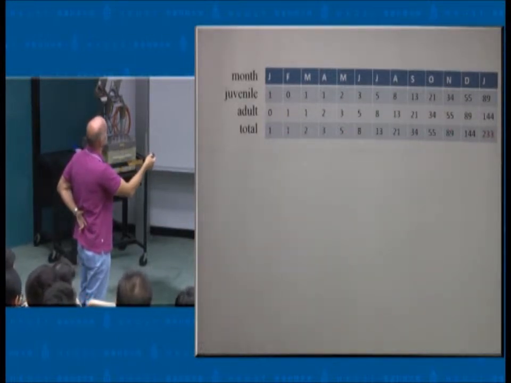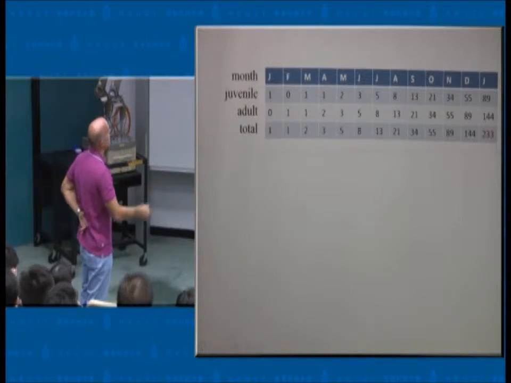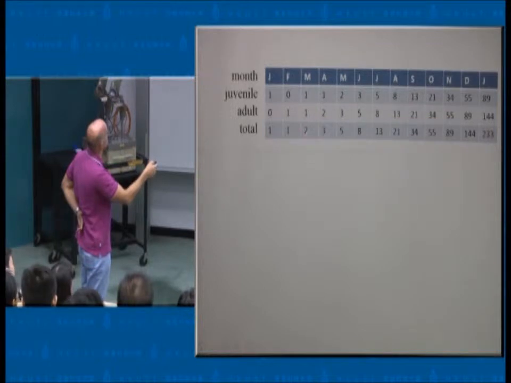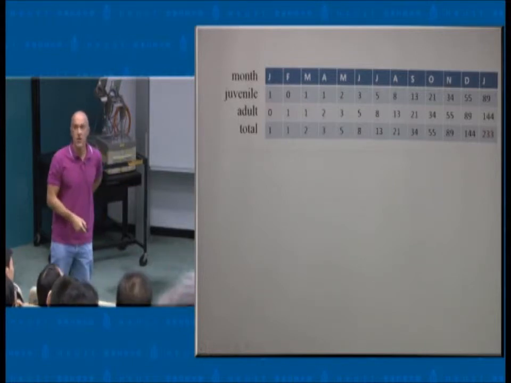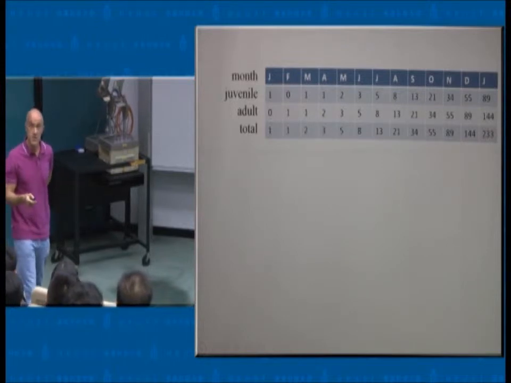1, 1, 2, 3, 5, 8, 13, 21, 34, 55, 89, 144, 233. You can see where this comes from. This number 2 comes from 1 plus 1. This number 3 comes from 1 plus 2. 5 comes from 2 plus 3. 8 comes from 3 plus 5. 13 from 5 plus 8, right? And so on. So that's how you construct the Fibonacci sequence.